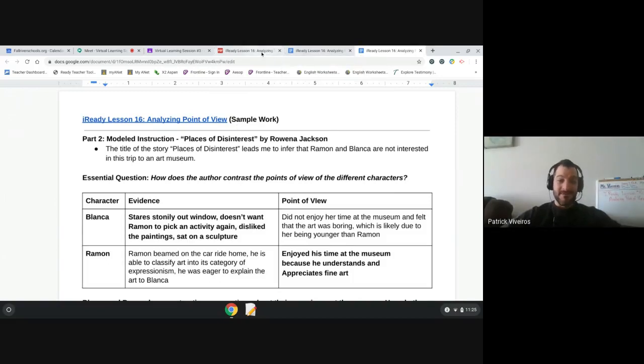So we're going to go to the story now. I'm going to read it aloud. And while I'm reading, keep this essential question in mind. How does the author contrast the points of view of the different characters? Now, I'm going to switch back to the lesson.